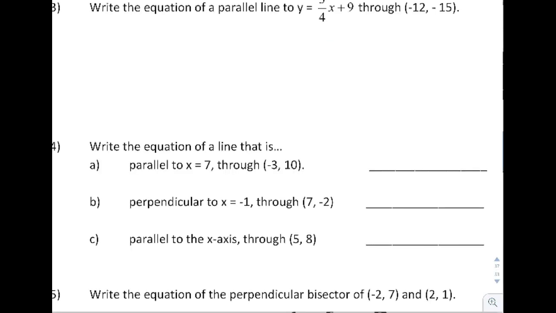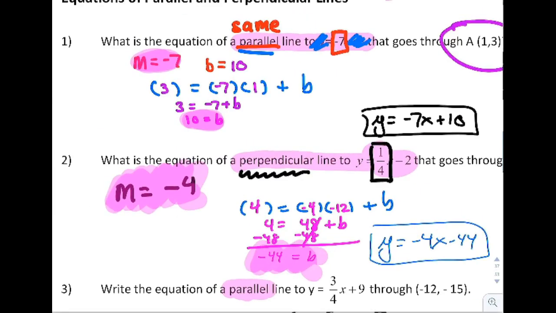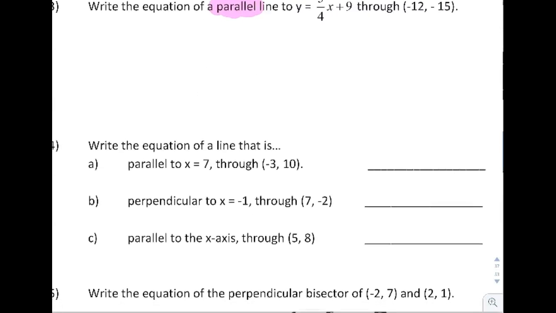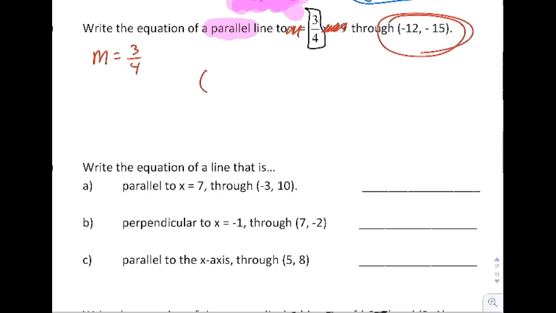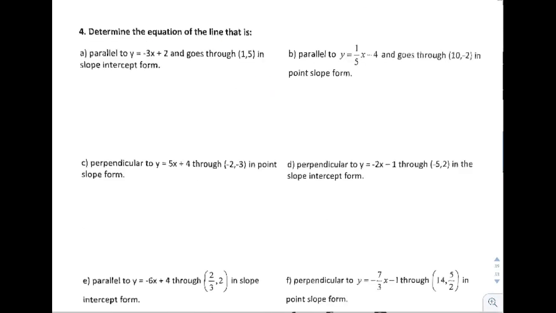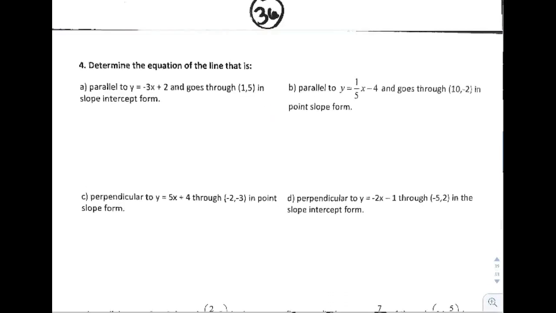So now try this one without me. I'll get you started. It says parallel again, so it's more like the first problem, number 1, that was parallel. That means we are going to use the exact same slope that they give us, and we don't care anything about the rest of that line. We just care that the slope is 3/4 and that we're going to use this point. So y equals mx plus b. Use this for your m, this for your x, and this for your y. Give it a shot.